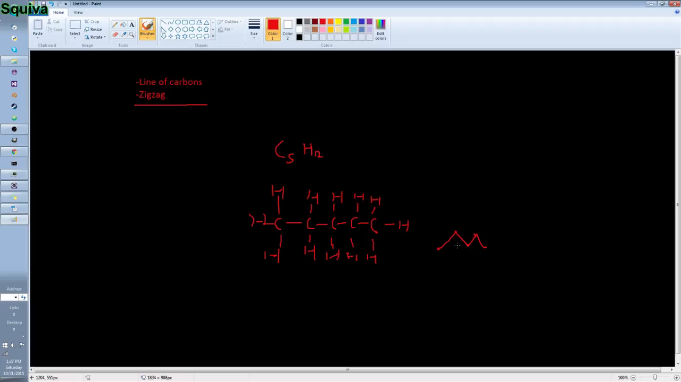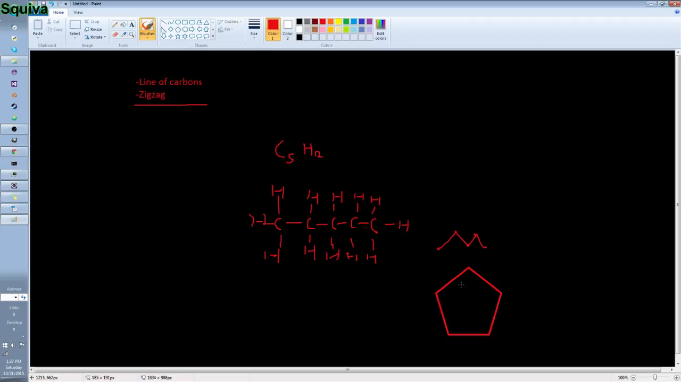Now, we'll get into this later, but you could also draw this as a ring. 1, 2, 3, 4, 5. You get a pentagon. Let me just make sure it does. 1, 2, 3, 4, 5. Yep, it looked like that. This is the same as this, right? So C5H12 is this in Lewis bond structure, this in bond line, same thing.